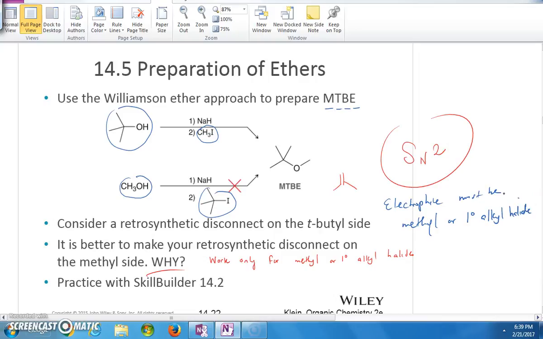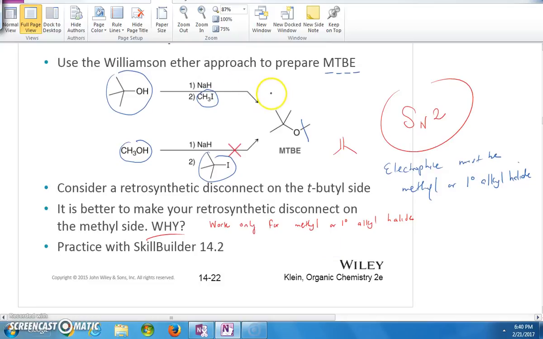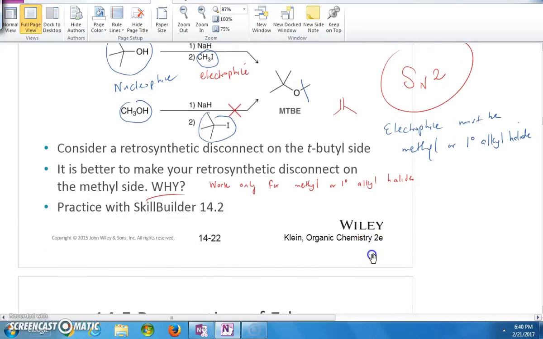It is better to make your retrosynthetic disconnect on the methyl side. Why? Because if you're trying to go backwards, it's better to cut it off here. This is where the attachment occurs, because that's the only part that's going to go SN2. The other side will not. So typically, this is the best route. You make this into your nucleophile, and then this is your electrophile.